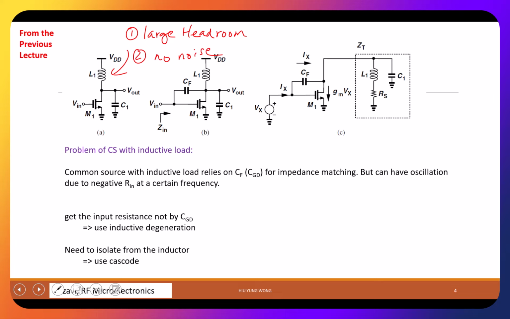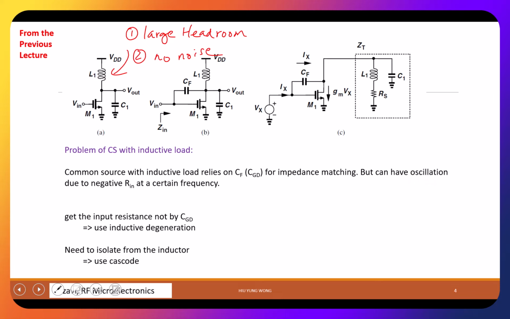It matched well, but it relied on the coupling capacitor, CF, which is the CGD, the parasitic capacitor of this transistor, to do the impedance matching, which is good. With this inductive load, we have a large headroom, we have a very low noise, and you saw that already in your project, right? Even though what you were doing was not a common source, but a common gate, we still use the inductive load. But the problem is that it might have oscillation.